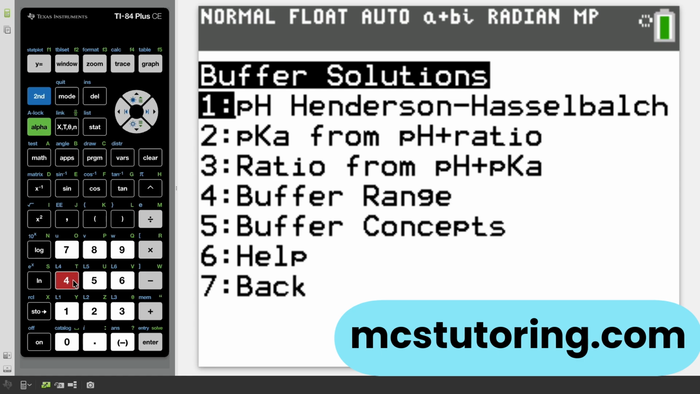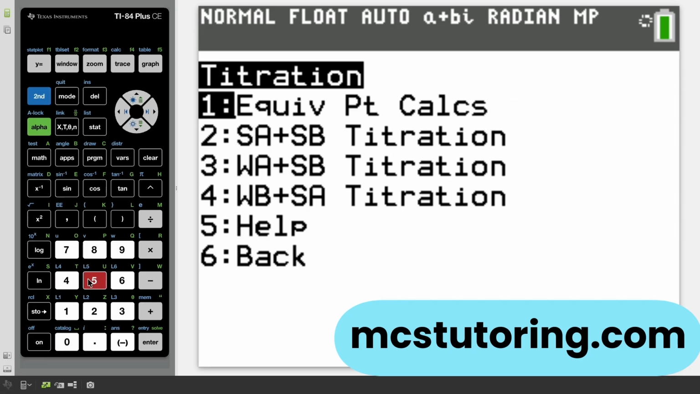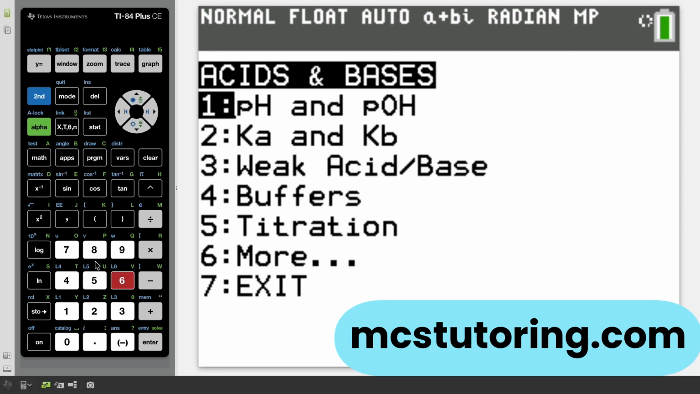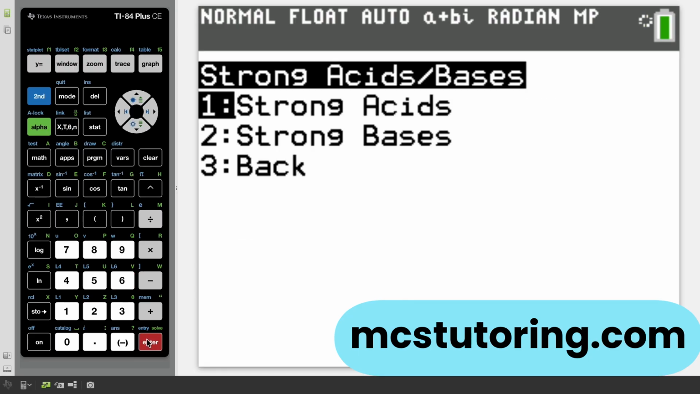When you walk through the program, the first thing you see is the main menu. 6 sections: pH and pOH, Ka and Kb, weak acid and base, buffers, titration, and a More menu that holds strong acids and bases, salt hydrolysis, and polyprotic acids. That covers pretty much everything in AP Chemistry Units 7 and 8, which is exactly where most students are right now in their second semester.